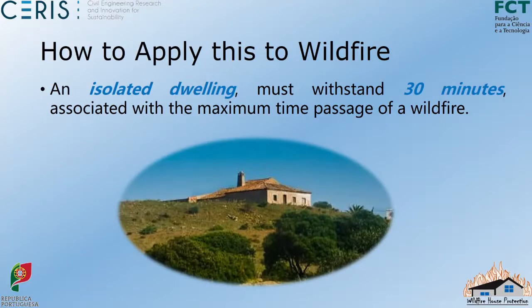So how to apply this to a wildfire? Imagine you have an isolated dwelling. So an isolated dwelling must withstand the 30 minutes associated with the maximum time passage of a wildfire. So we would only need to design the fireproof construction structure for at least 30 minutes if the dwelling is isolated. So this is admitting there might be some fire in the trees, you may have some fire in the bushes, might be some firebrand projection, so 30 minutes is enough.